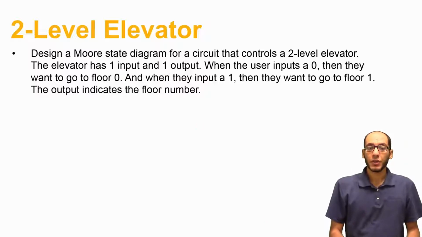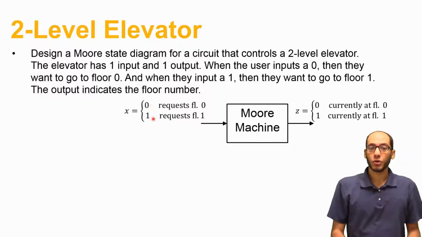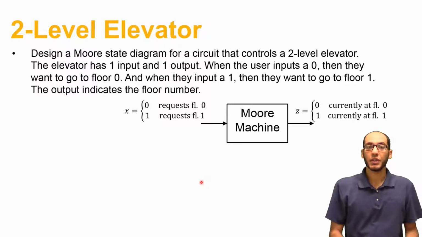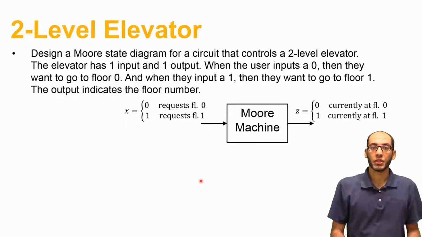The input could be either a 0 or a 1. The 0 represents that the user is requesting to go to floor 0, and the 1 requesting to go to floor 1. And the Z similarly has the same indication, whether it's a 0 or a 1. So we receive a bunch of input bits. Each of them represents the value of X at the current time slot, at the current clock cycle. And what is required is to design the state diagram of this Moore machine.